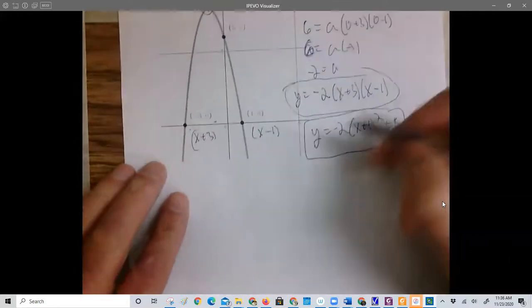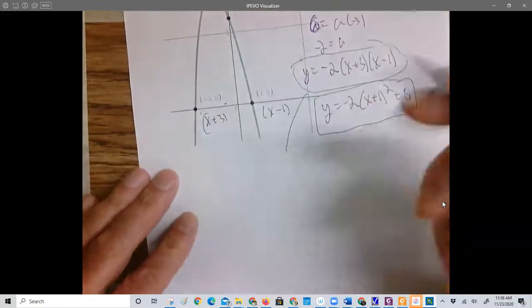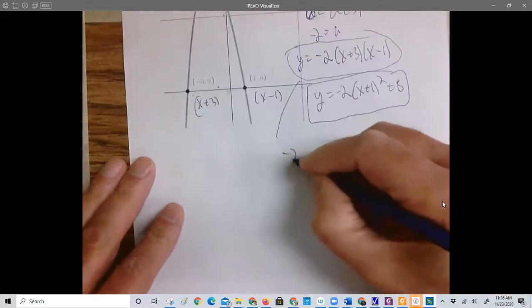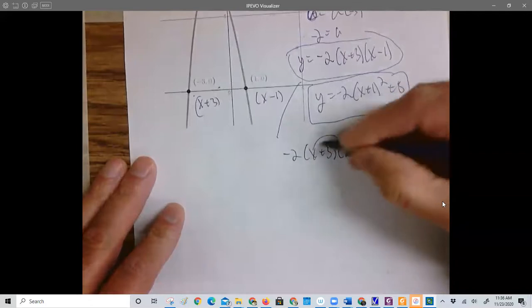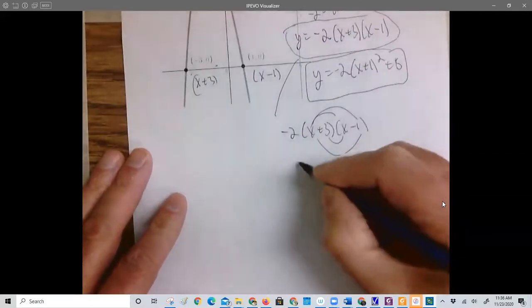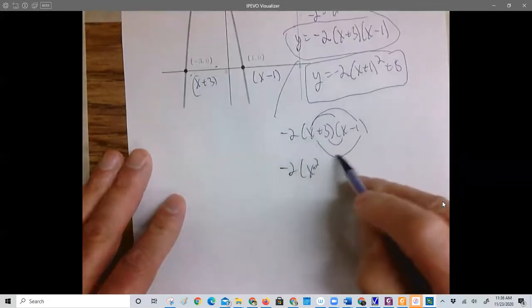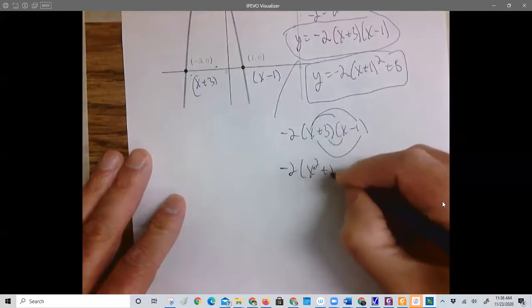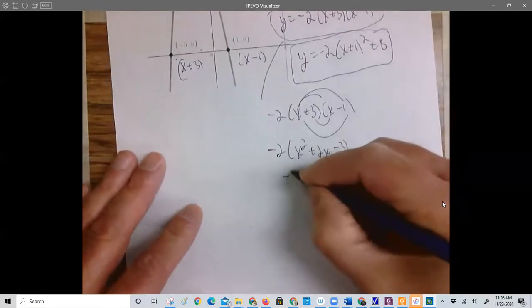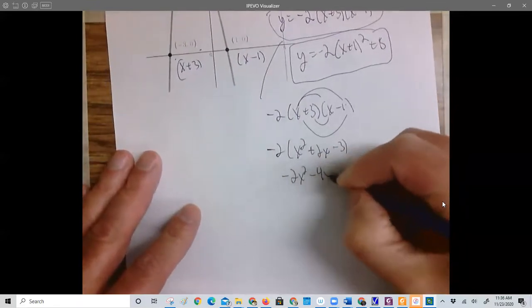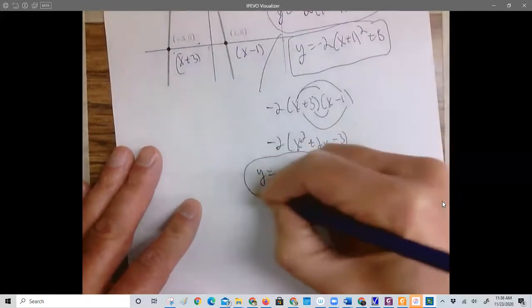The other thing to do, if I gave you something that wasn't a nice, neat number, is expand this out. So I'm going to go -2 times x plus 3 times x minus 1, and I'm just going to do the foiling trick, right? So -2 times x squared, and then -1x and positive 3x is positive 2x, and 3 times -1 is -3. So -2x squared minus 4x plus 6. There's the standard form of this parabola.